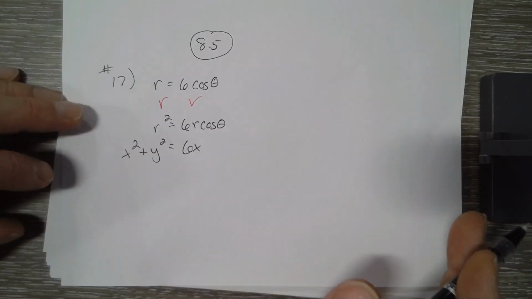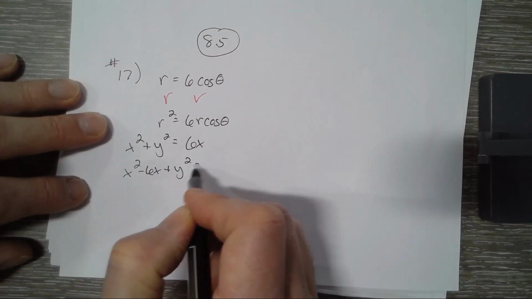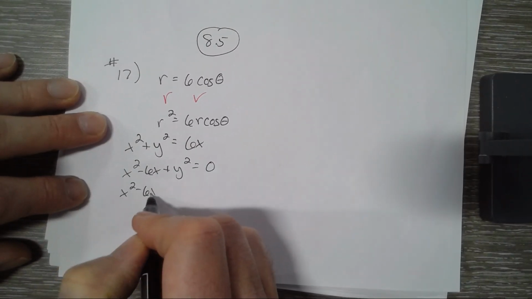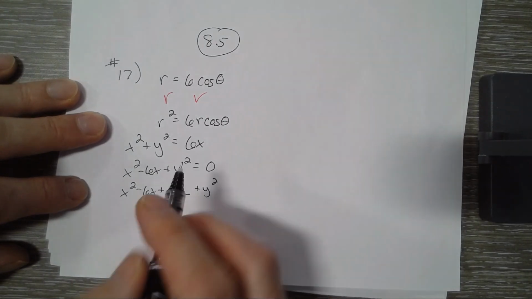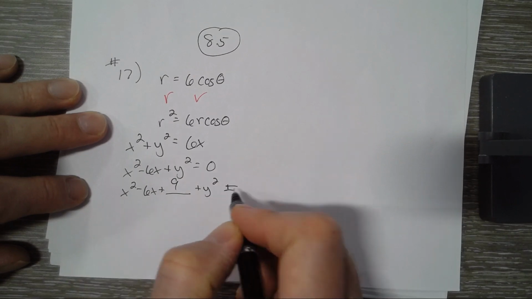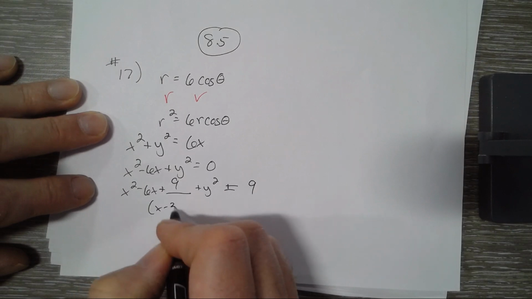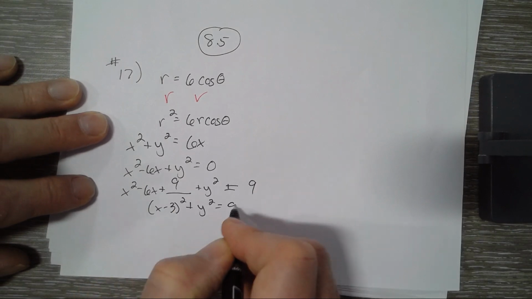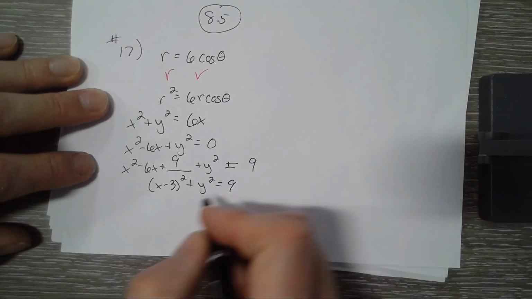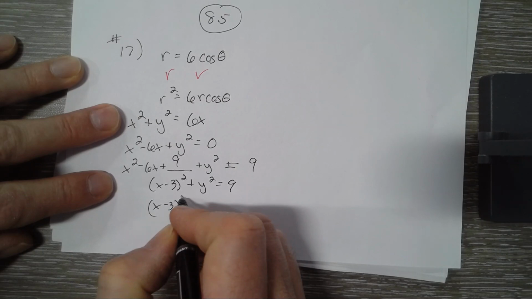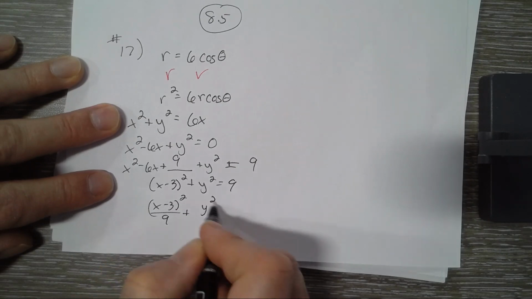Now, what kind of shape is it? I'm going to move this over. I'm also going to complete the square. Half of -6 is -3, squared is 9, so I have to add 9 to the other side. So now I have x minus 3 squared plus y squared equals 9. And we need 1 on that side, so divide both sides by 9. So I have (x minus 3) squared over 9 plus y squared over 9 equals 1.